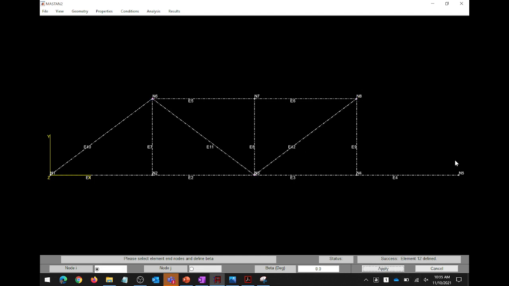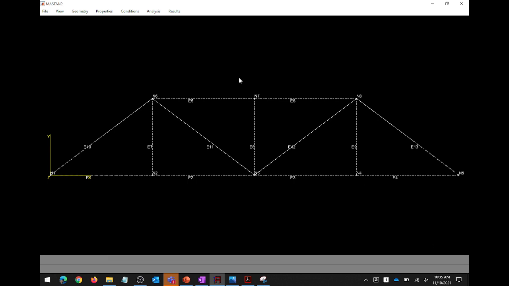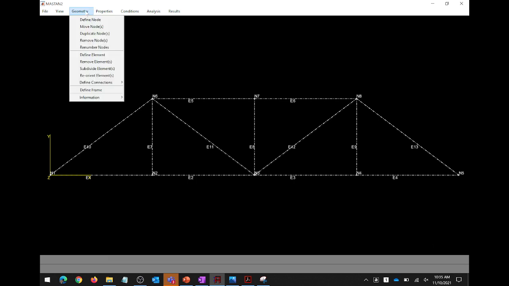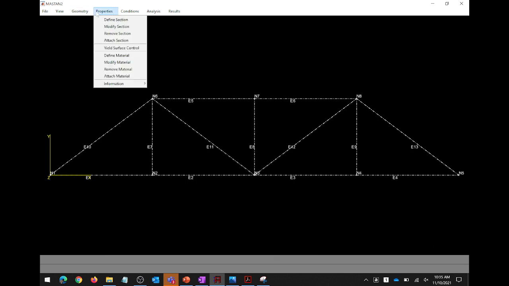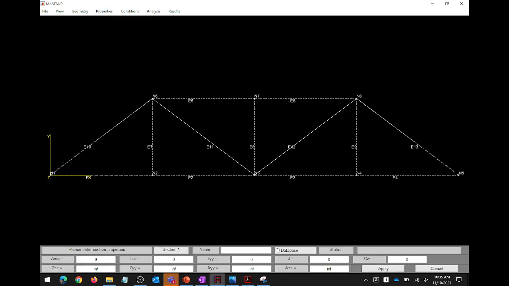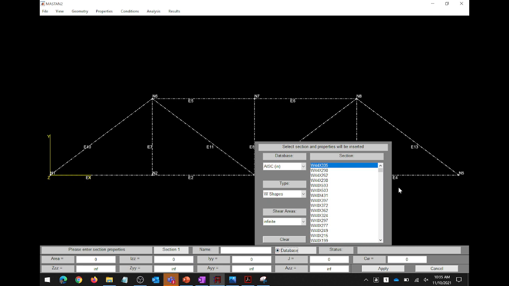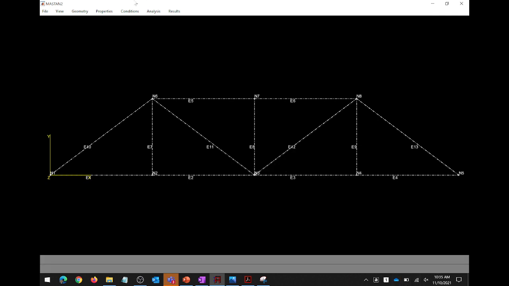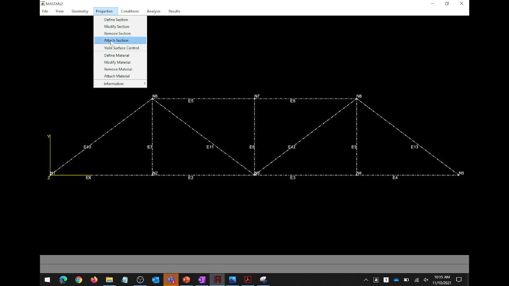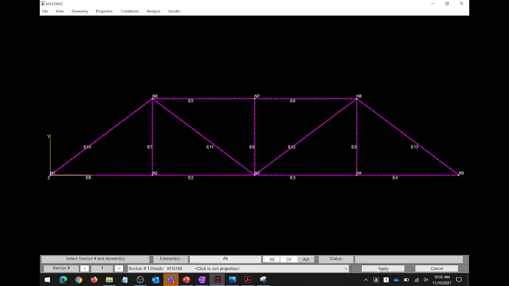And again, notice how I'm defining from lower number to higher number. To be honest, it doesn't really matter for axial members, but you'll want to do that on your project. Okay, define a section. Let's just pick a random one out of the database. Let's just pick, I don't know, that one. Hit apply. Attach the section to all members. Hit apply.